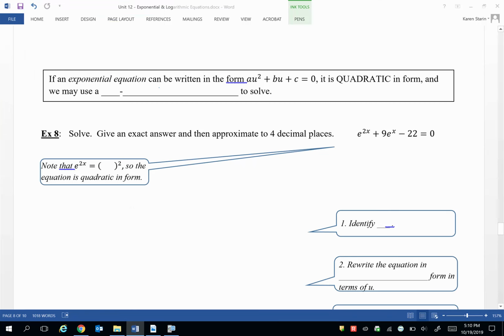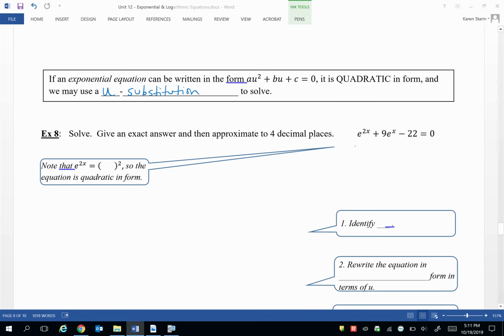Another trick of the trade involving exponential equations. If we can write an exponential equation into the form au squared plus bu plus c equals 0, it is a quadratic in form. And we may use what we call a u substitution to solve. So let's just jump right to an example.